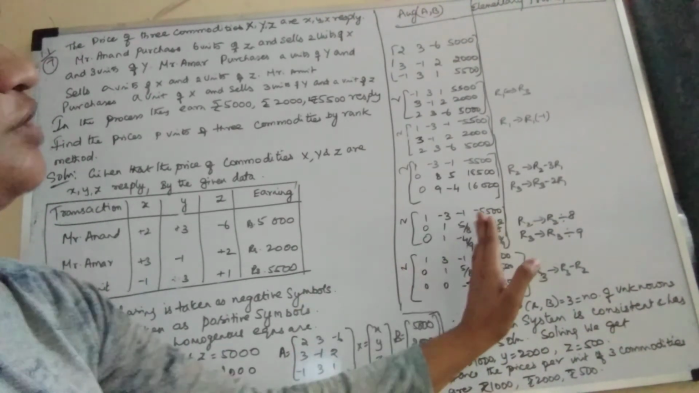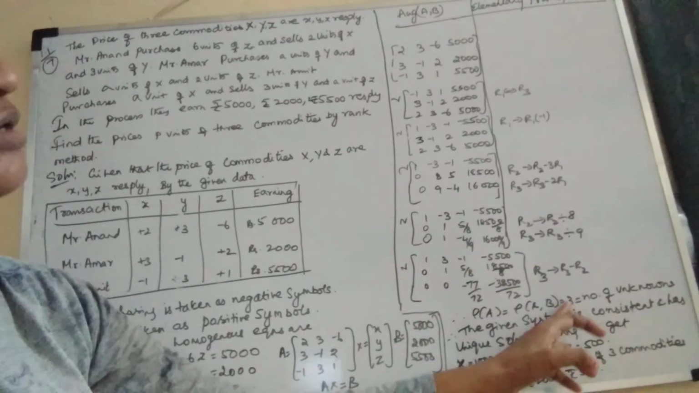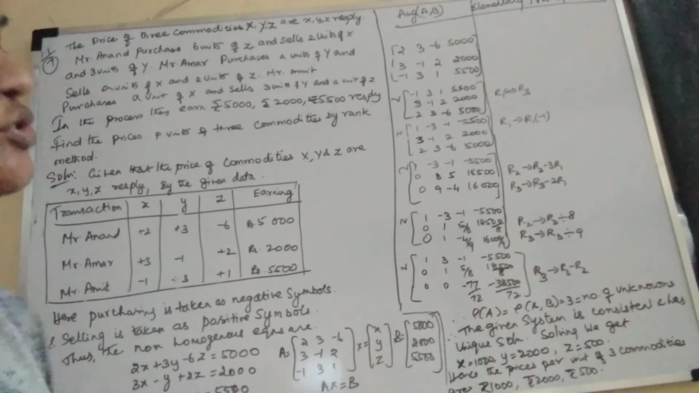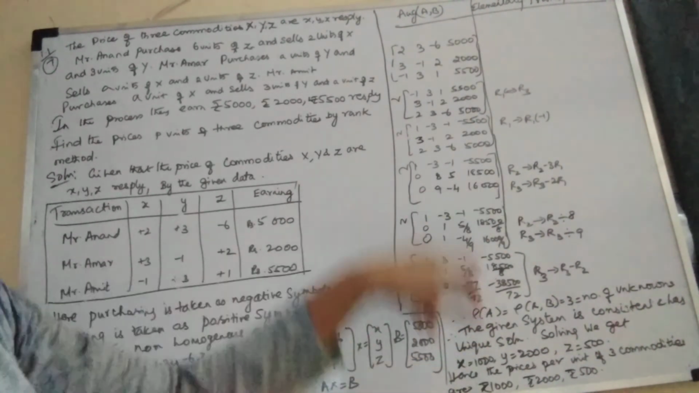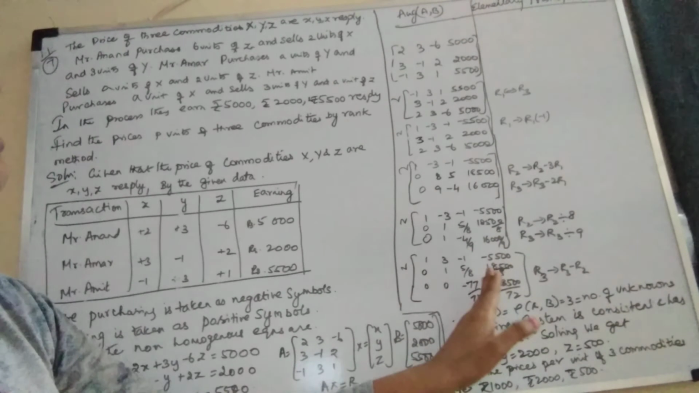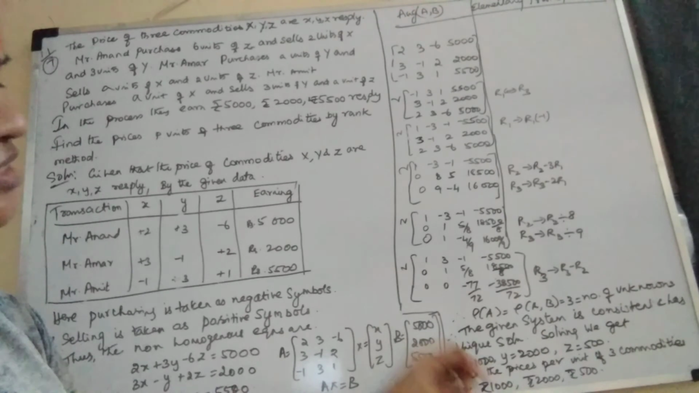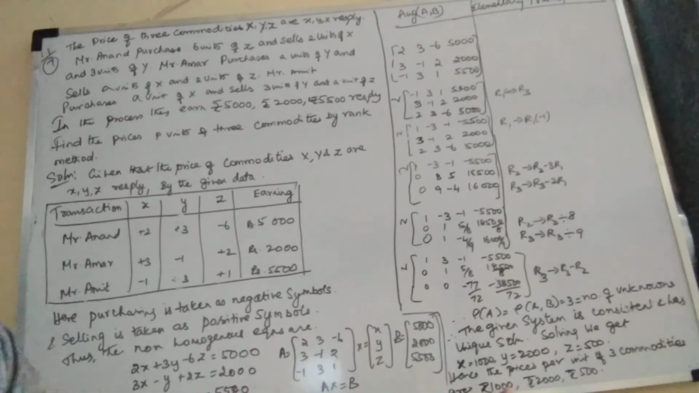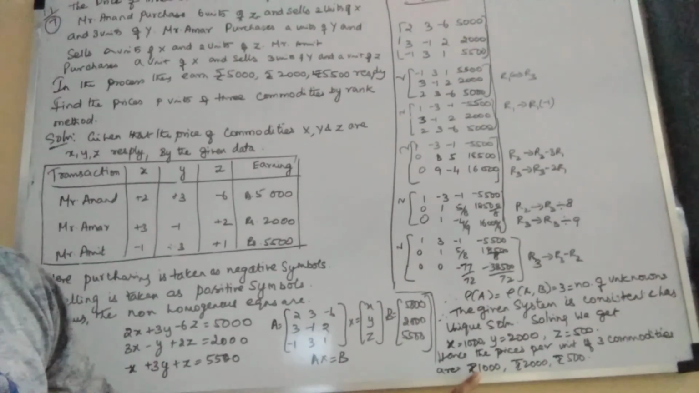When you find the rank of A and the rank of AB, you will get 3. So the rank of A and AB is 3, which is equal to the number of unknowns. This is the condition for a unique solution, so the given system is consistent and has a unique solution. Solving this augmented equivalent matrix, with the A matrix, the X matrix, and the last column as the B matrix, you will get X as 1000, Y as 2000, Z as 500. Hence the prices per unit of the three commodities are 1000 rupees, 2000 rupees, 500 rupees. That is your X, Y, Z prices.